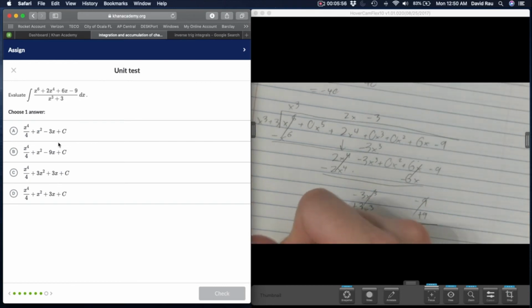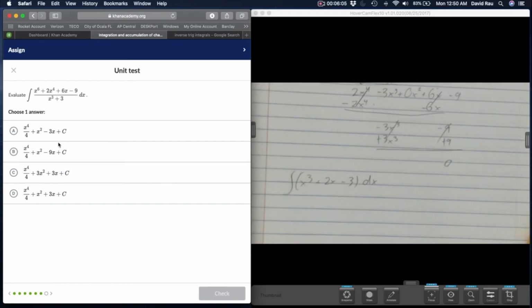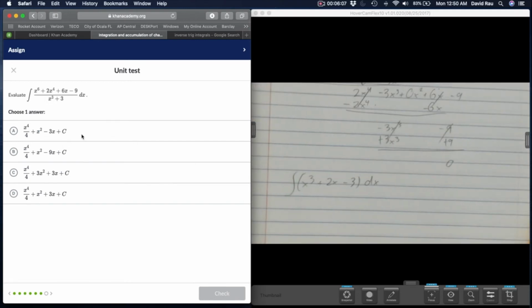So now really what we're integrating is the integral of x cubed plus 2x minus 3 dx. Make sure you put that in parentheses though. And when you integrate that, long story short, you will get this.